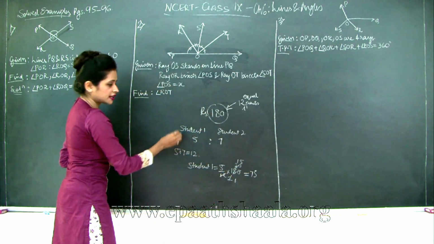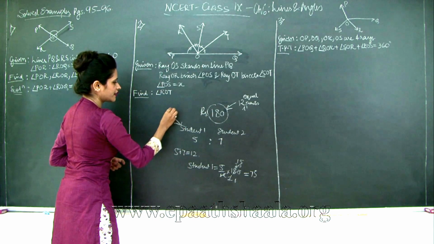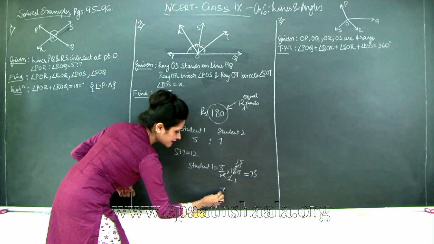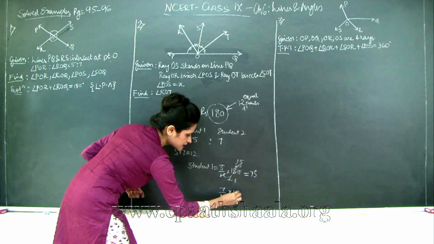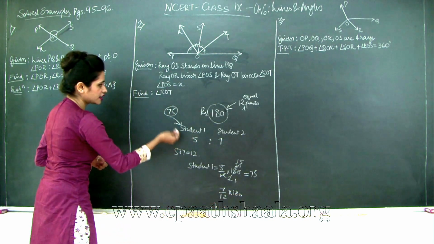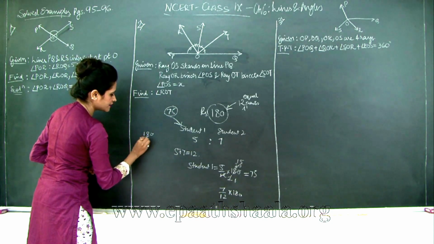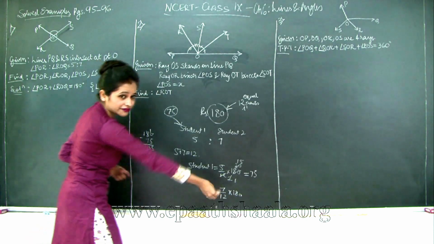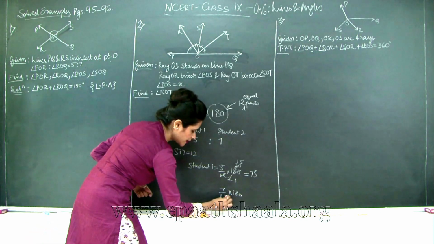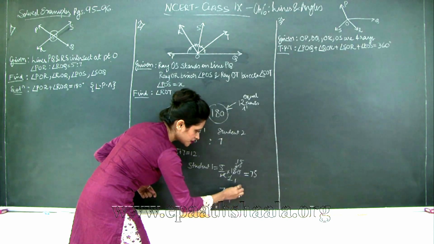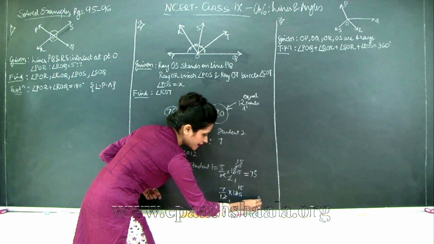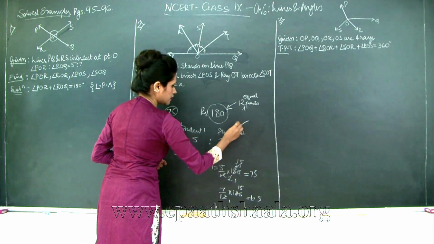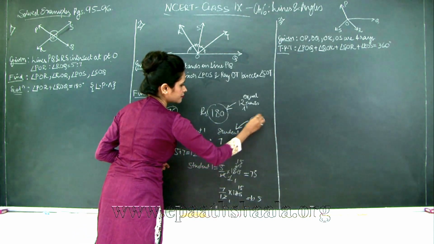So what is the amount that student 1 is getting? 75 rupees. And student 2 will get how much? You can either say 7/12 into 180, or you can simply say the remaining amount, which is 180 minus 75. So 180 minus 75 is 105. Let's check whether we're getting the right answer here as well. 7 5s are 35, 7 1s are 7, 8, 9, 10. So student 2 is getting 105 rupees.